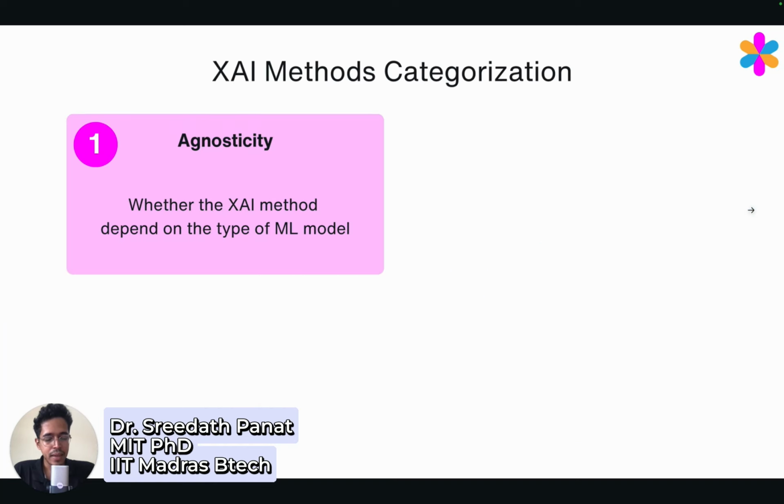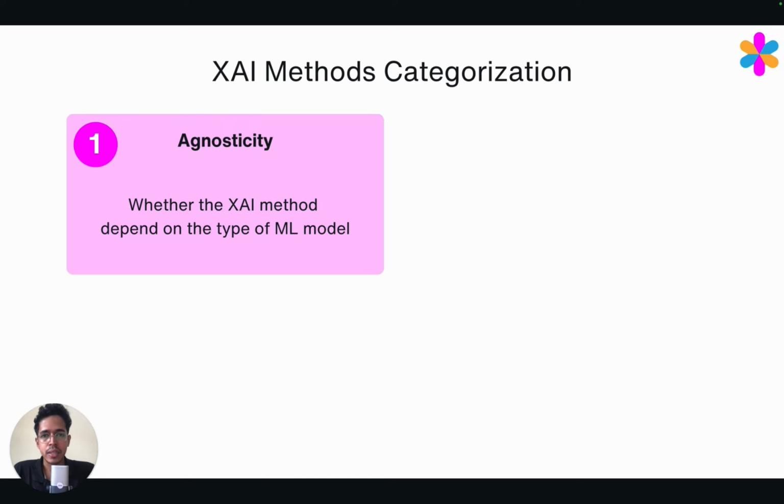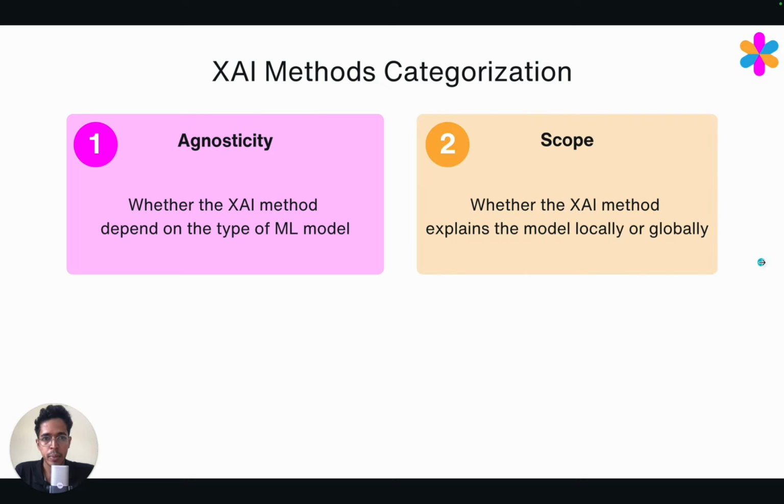Firstly, there are 4 different ways in which we can categorize the XAI methods. First one is agnosticity. What this means is whether the particular Explainable AI method that we are using depends on the ML model or not, whether the model is a decision tree or neural network, etc. So that's what agnosticity means. We'll go into the details of this in a moment.